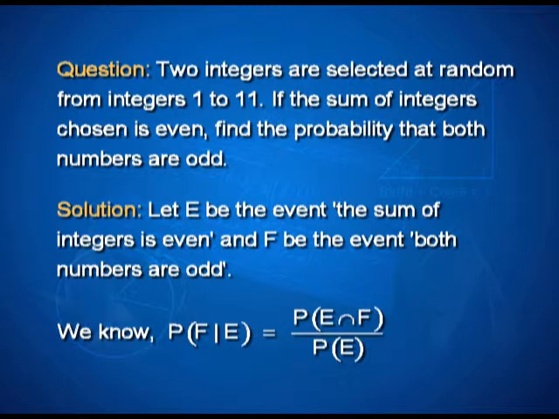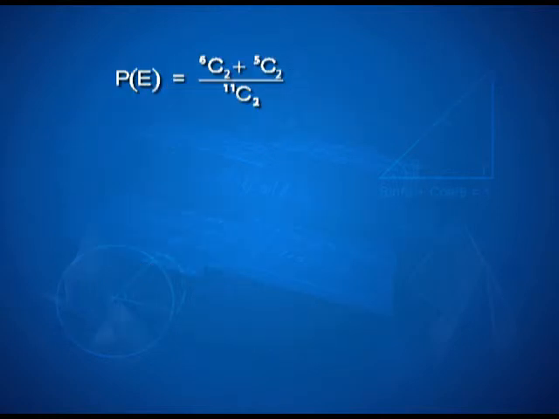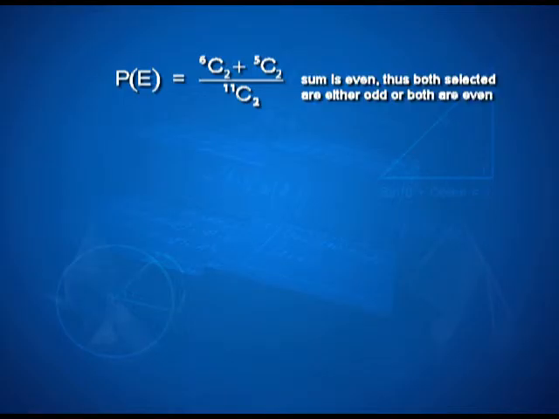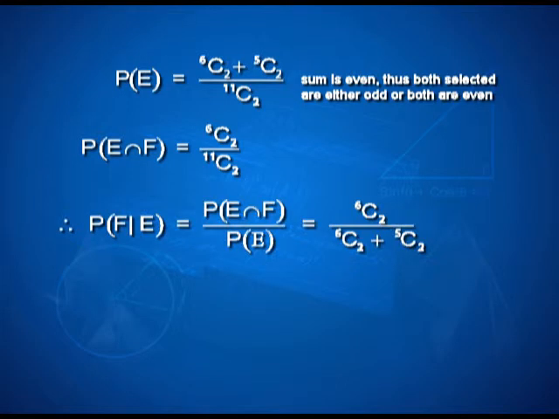In this case, we are looking at probability of E to be same as 6C2 plus 5C2 by 11C2. This has come from an understanding that sum is even when both selected numbers are either odd or both are even. So, we have 6 odd, 5 even numbers, and therefore, 2 selected out of 6 can be done in 6C2 and 2 out of 5 can be selected in 5C2 ways. And therefore, the probability of E can be calculated as per this.